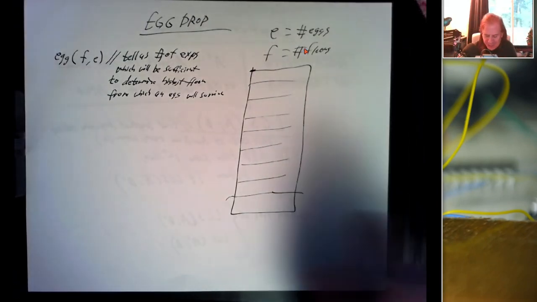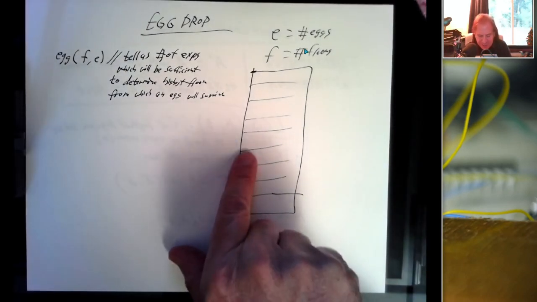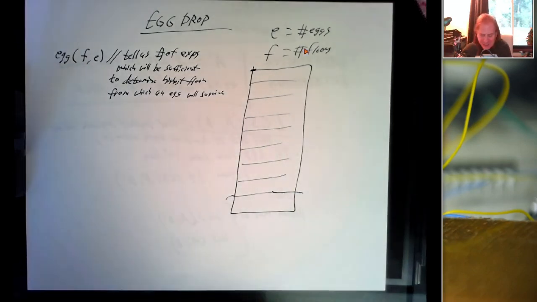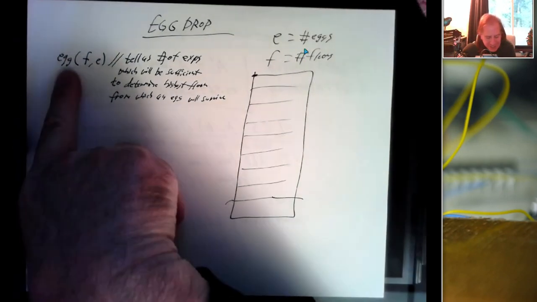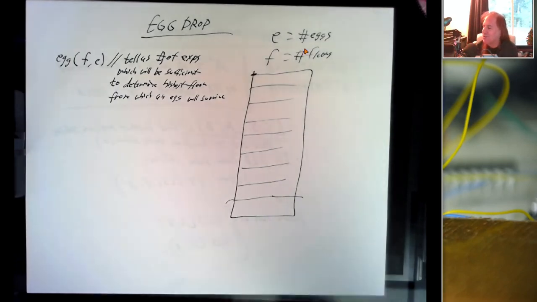So if I drop an egg from this floor and it cracks, it's guaranteed every time I drop an egg from that floor it'll crack. It doesn't matter which egg I drop. It doesn't matter what the wind conditions are or anything like that. So a very controlled environment. And so we want to write this function egg, takes the number of floors and number of eggs and tells us how many experiments we have to conduct.